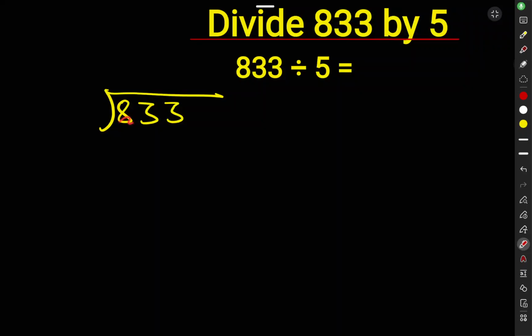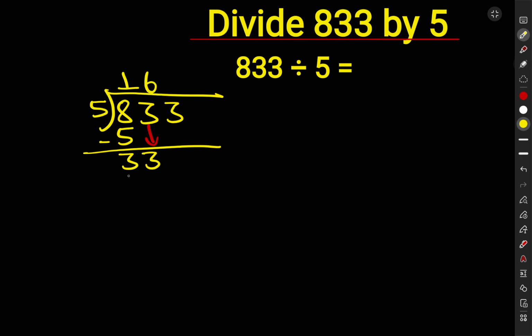Here we divide 833 by 5 in a long division method. 5 times 1 is 5. On subtracting we get 3. So now we put down this 3 and it is 33.